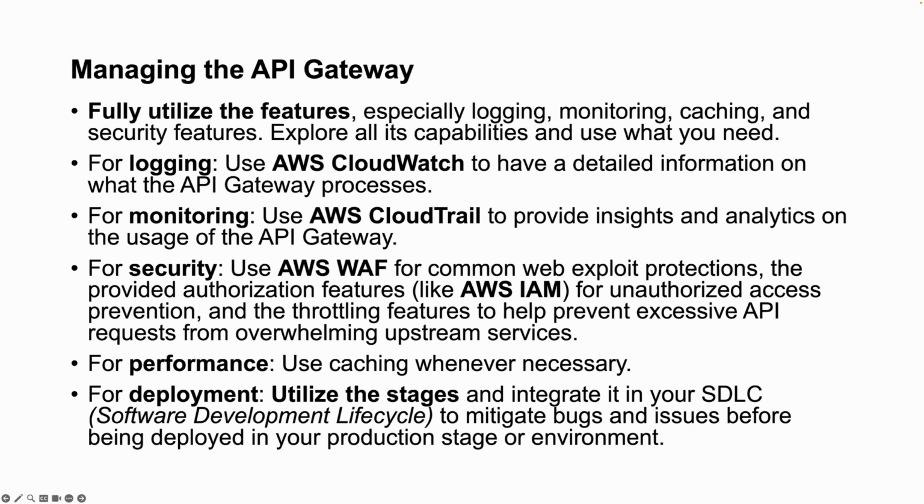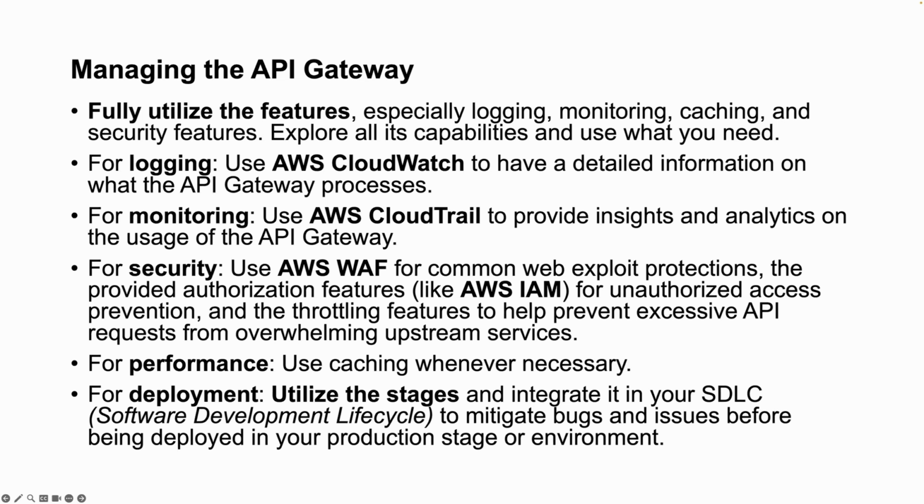For logging, do use AWS CloudWatch to have detailed information on what the API gateway processes. I have shown in the previous videos that when looking at AWS CloudWatch, you can see the information from the start until the end of specific requests. And then for monitoring, do use AWS CloudTrail to have insights and analytics on the usage of the API gateway.